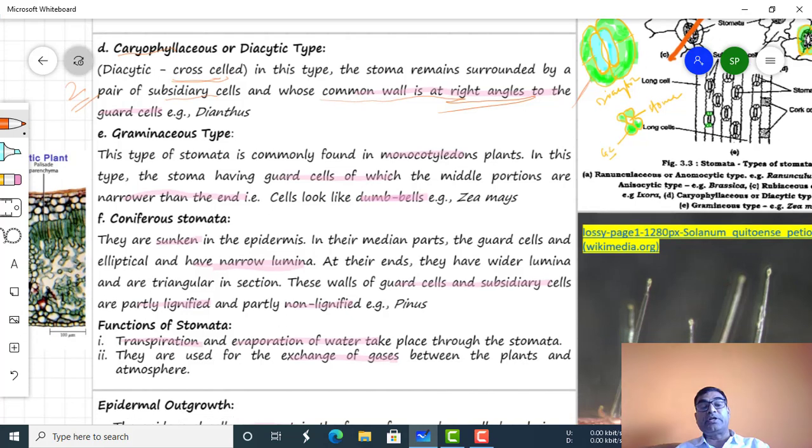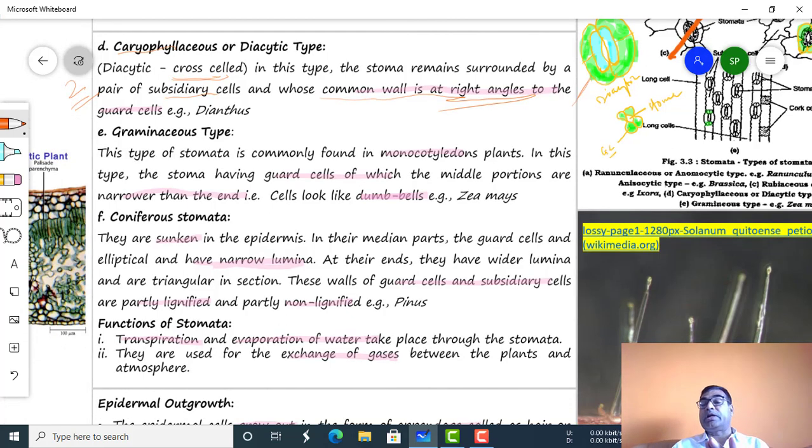And the last one is the gramineous type of stomata. What is the gramineous type of stomata? It is observed in monocot plants. In this type, the guard cells in the middle portion are narrower than their ends. So here the guard cells will be present in the form of a dumbbell.